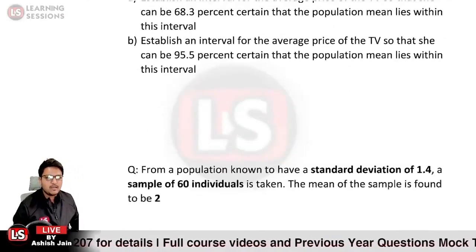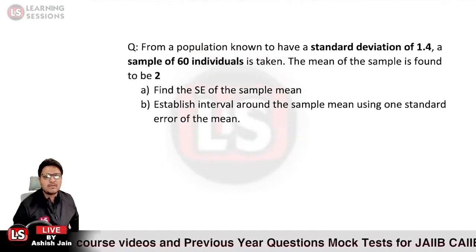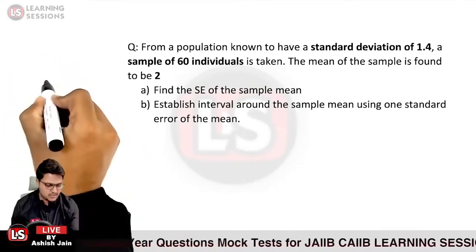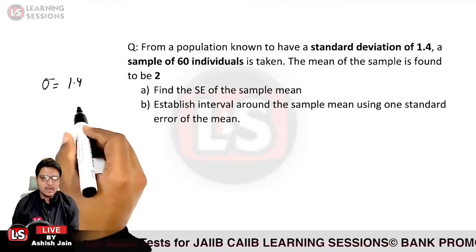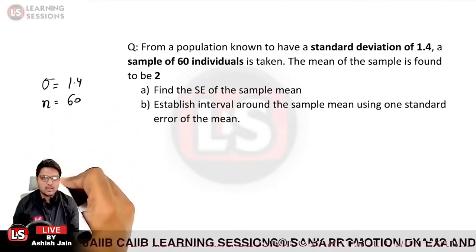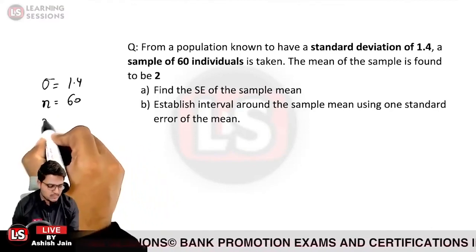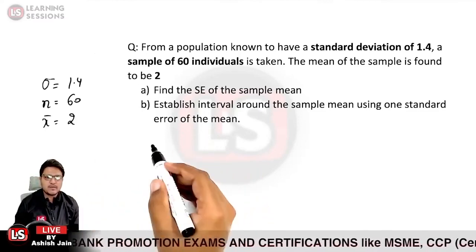Okay, very well. Next question, it says, from a population known to have a standard deviation of 1.4. So the standard deviation of the population is given directly over here. That is, sigma is given to be 1.4. And for the sample of 60 individuals, so it means small n value is given to be 60 over here. Further, the mean of the sample is found to be 2. See, mean of the sample, that is x bar, is given to be 2 over here. And further, find the standard error of the sample mean.